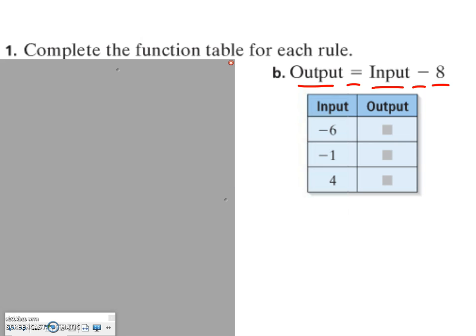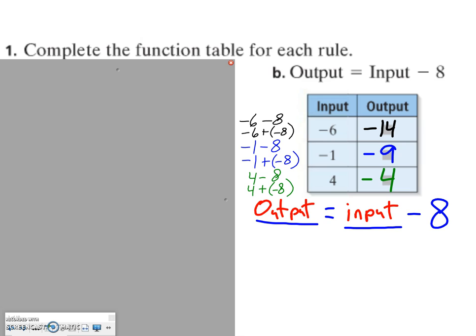Answers will be filled in 3, 2, 1. Here they are. Those are the values that you should have in your table. Some of you still get confused when subtracting with integers. So I have rewritten on the side over here all of the subtraction problems as adding the opposite. This is what you should have in your table.